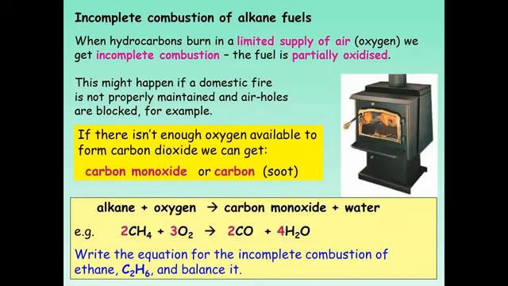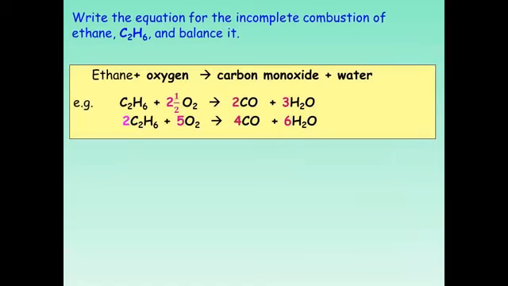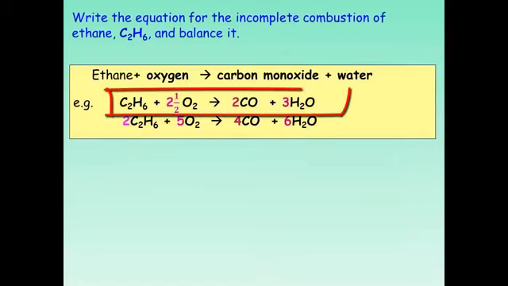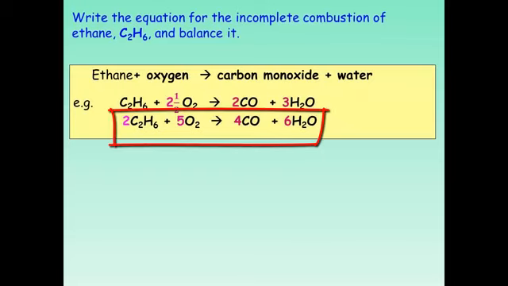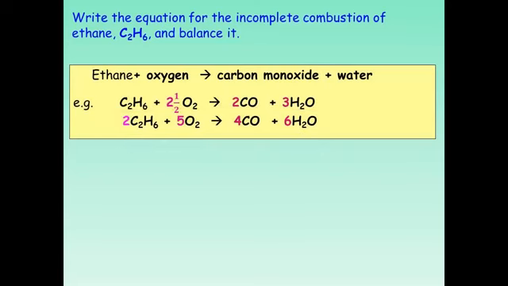If we go on to the next larger alkane, which is ethane, it can again react with 2.5 oxygens to form 2 carbon monoxides and 3 waters, or if we don't want to do the equation with halves, then it's 2 ethanes, 5 oxygens, 4 carbon monoxides, forming 6 water molecules.